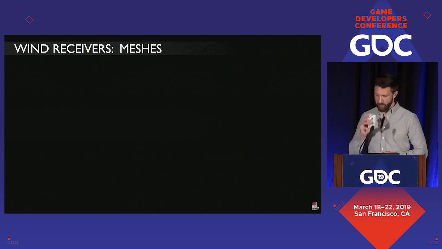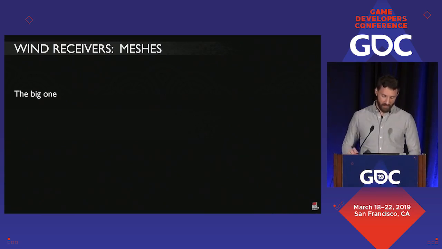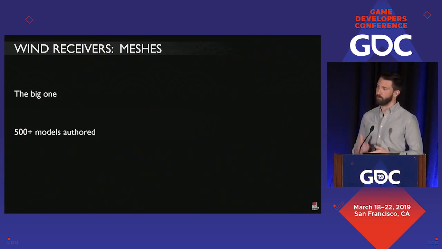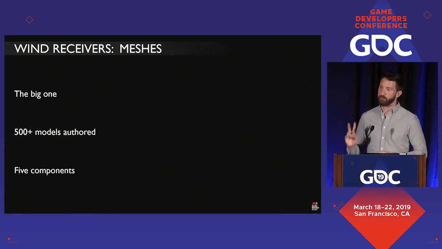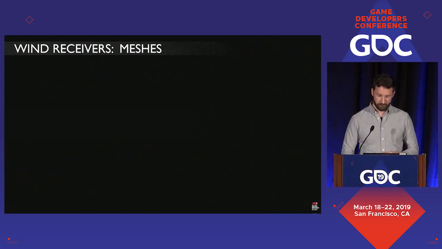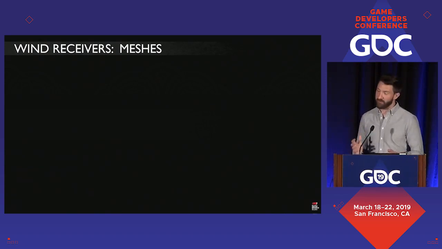Meshes. A lot of refinement went into this one. It's used widely across the game: characters, props, faked cloth. There are 5 components to this system, 2 of which are new for dynamic wind. How do those 5 components relate to each other?